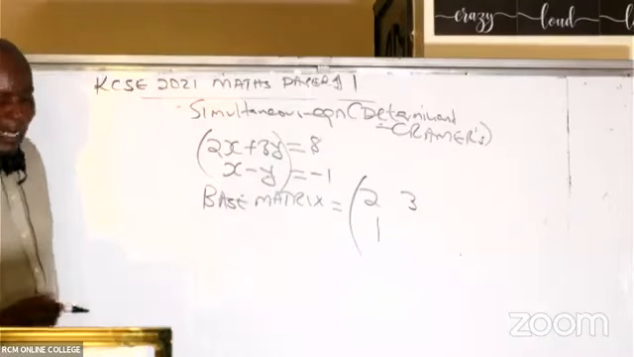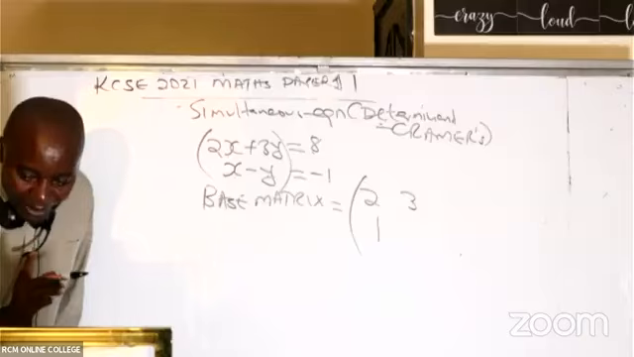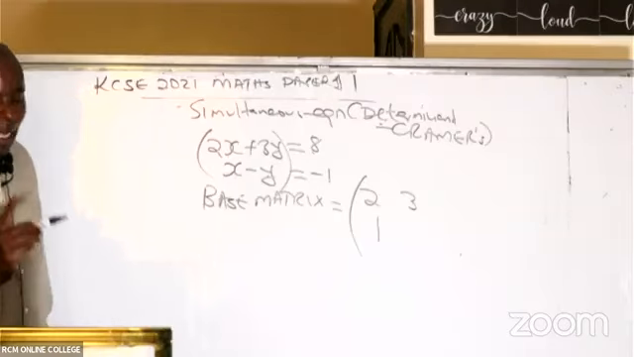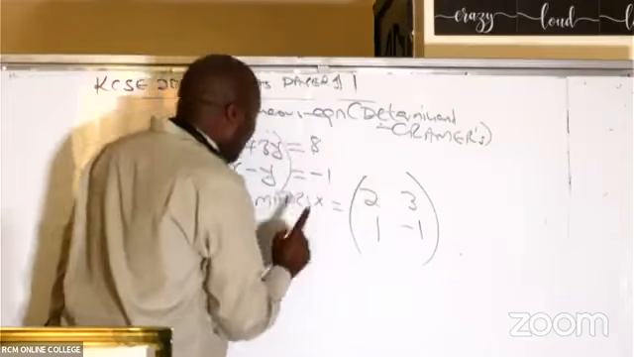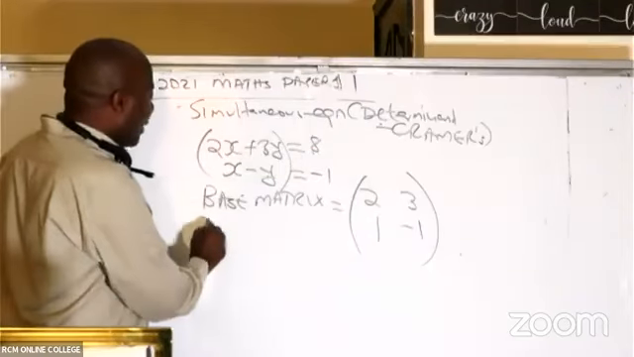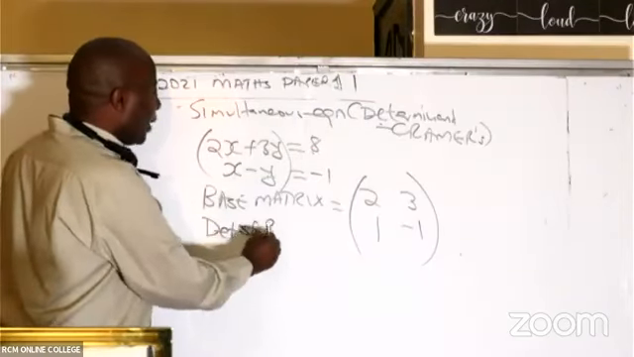Who is able to see the number come? -1. Thank you very much, Wambeti. Negative. Thank you very much, Yvonne. -1. -1. Now, once you get this base matrix, please go ahead and give me the determinant of the base.